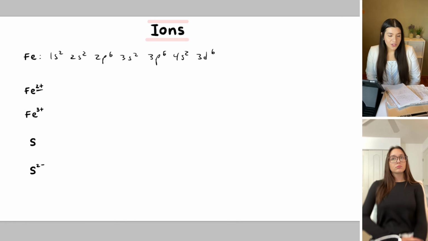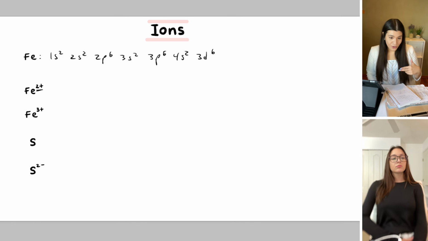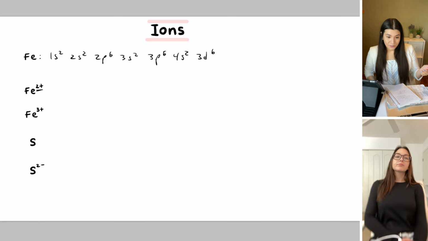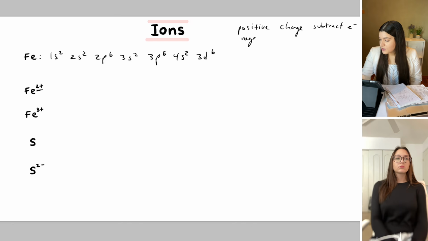I want you to think of electrons, and we know that they're negatively charged. So if we have a positive charge, it's actually going to remove electrons. And the opposite, if there's a negative charge, like sulfur in this case, that's actually going to gain electrons, so we're going to add more electrons. I'll note here: positive charge, you're going to subtract electrons, and negative charge, you're going to add electrons.